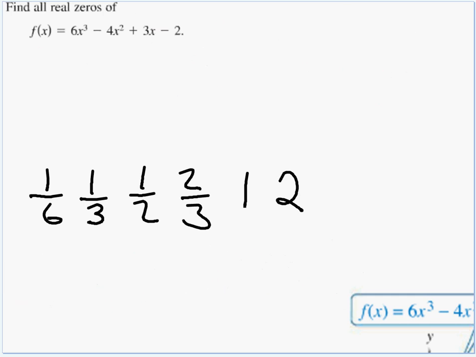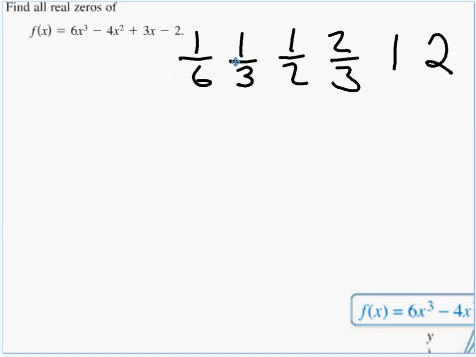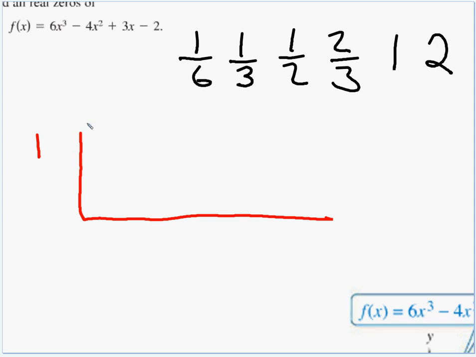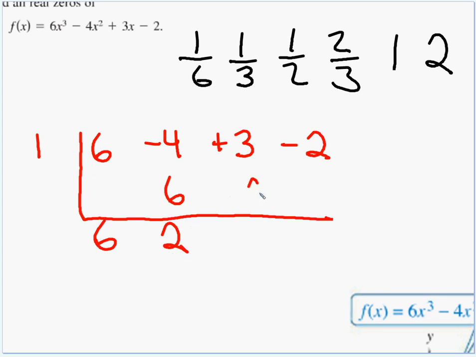So let's do a little synthetic division, and let's start with 1. I'm going to move this up here. This is our list of suspects. We're going to start with positive 1, and we're going to synthetically divide that into 6 minus 4 plus 3 minus 2. So we bring down our 6. 1 times 6 is 6. We add that and get a 2. 1 times 2 is 2. We add that and get a 5. 1 times 5 is 5, and that becomes a 3. Now we do have a remainder, so 1 is not a factor.